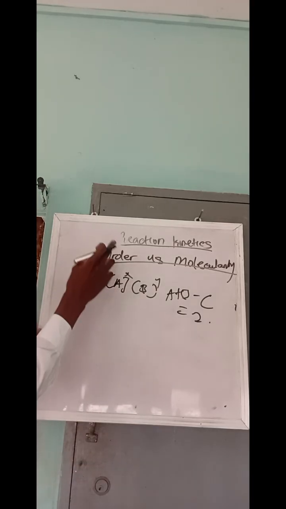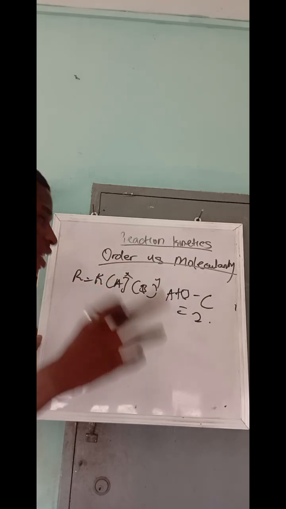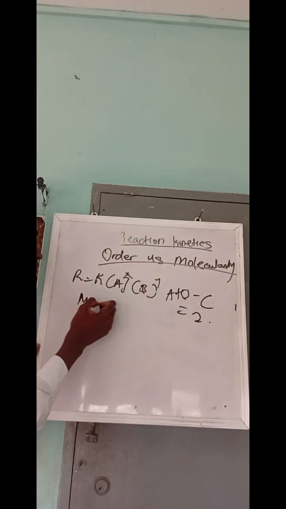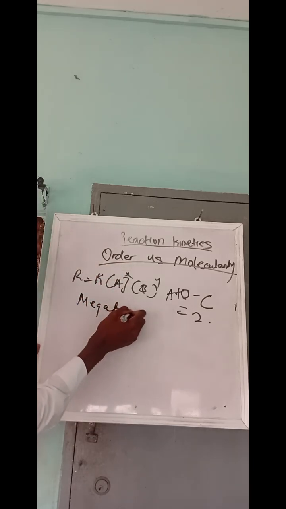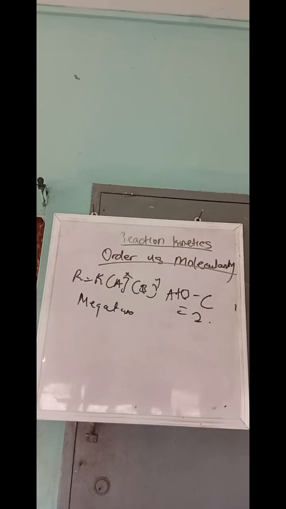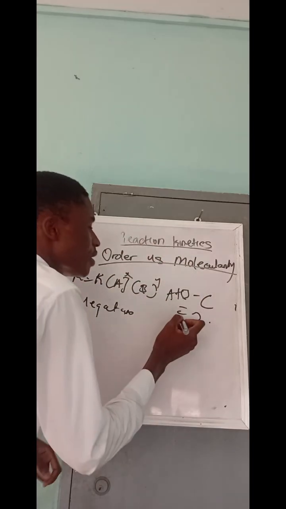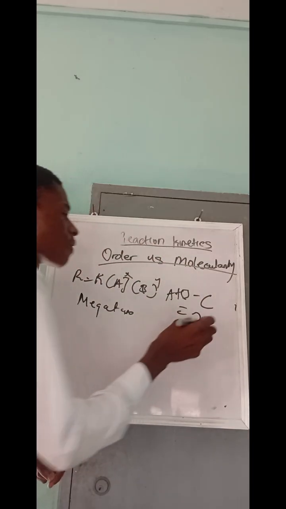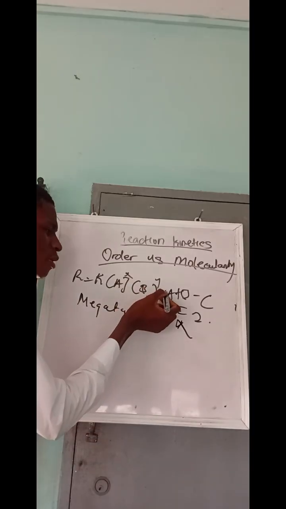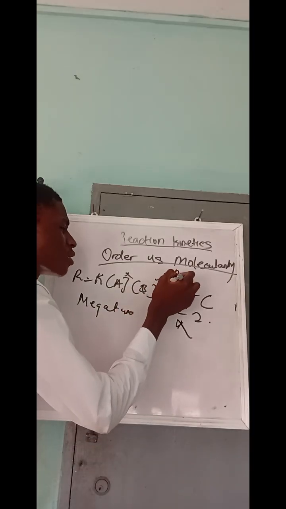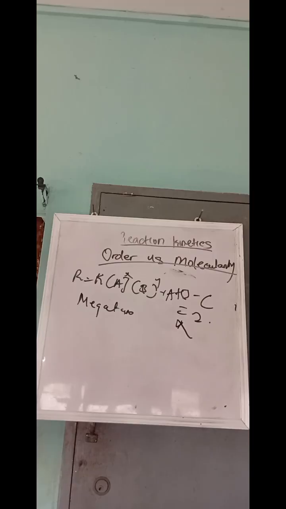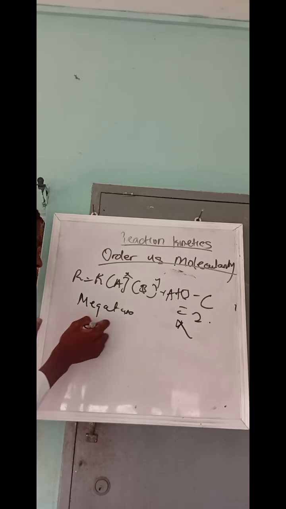Also, your order can be negative. Yes, we have negative order. In subsequent videos, I will be explaining that. But your molecularity can never be negative. Can you tell me that it's minus? No, you can never have a reaction that has minus A plus. It's not possible. So your molecularity can never be negative.